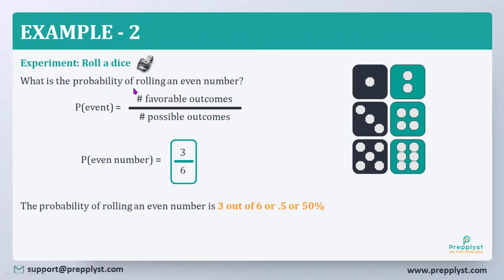Now let's take example 2. When you roll a dice, what is the probability of rolling an even number? If you look at your dice, 2 is even, 4 is even, 6 is even. So out of the total 6 possible outcomes, there are 3 possibilities that you can get an even number. So your answer is 3 by 6, which is 50%.